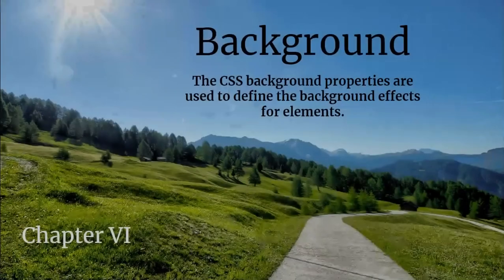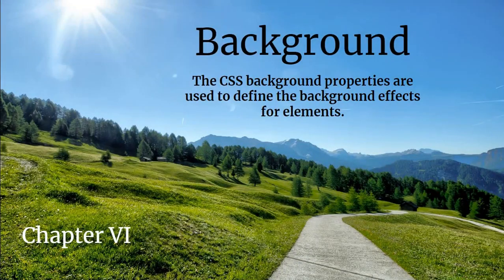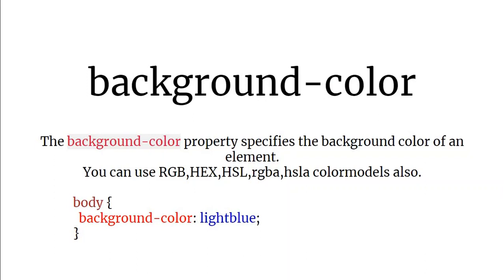Now we are going to learn about background. Background properties are used to define the background effects for an element. Right, we have never used background in our previous classes. In this class we are going to use background properties which are applicable in CSS. Now the first property is background color. Now what is background color? The background color property specifies the background color of an element.